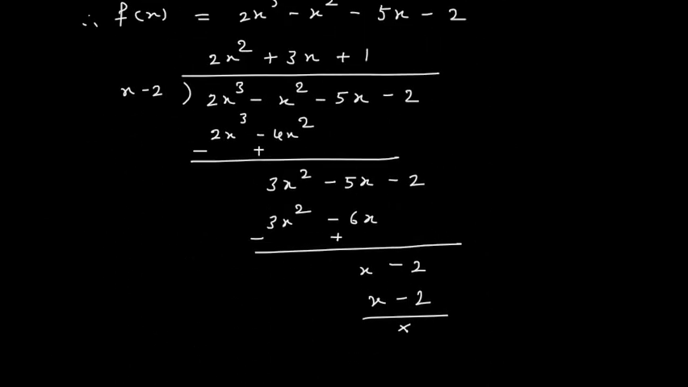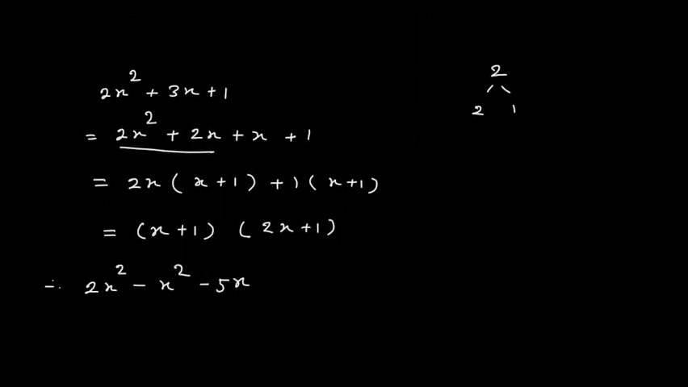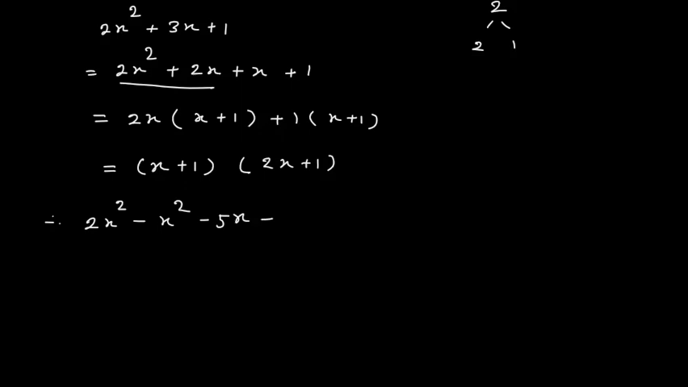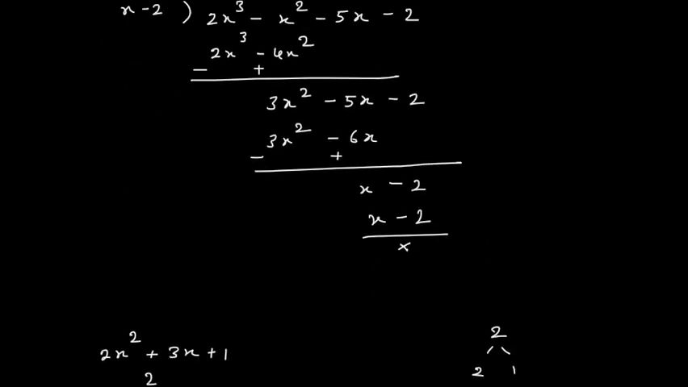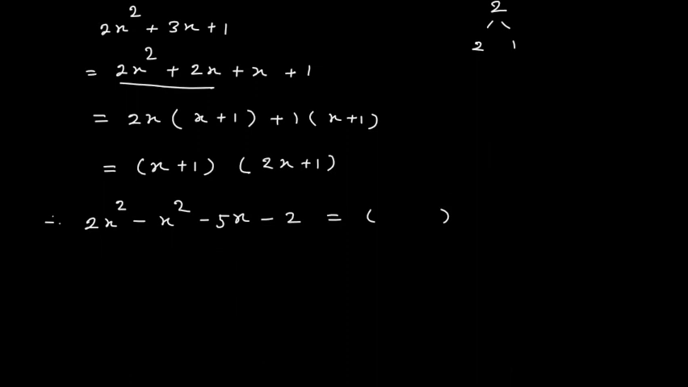is equal to, now the first factor what we have seen is x minus 2. So here it is x minus 2, and the next bracket it is x plus 1, and this is 2x plus 1. So this is how we factorize it completely, right? This is our problem number 20.